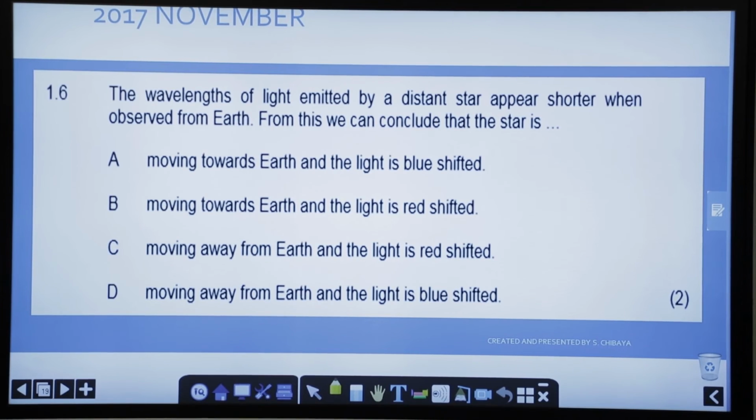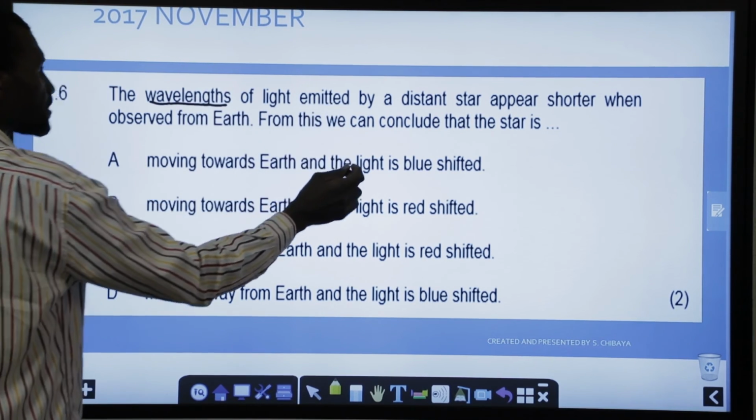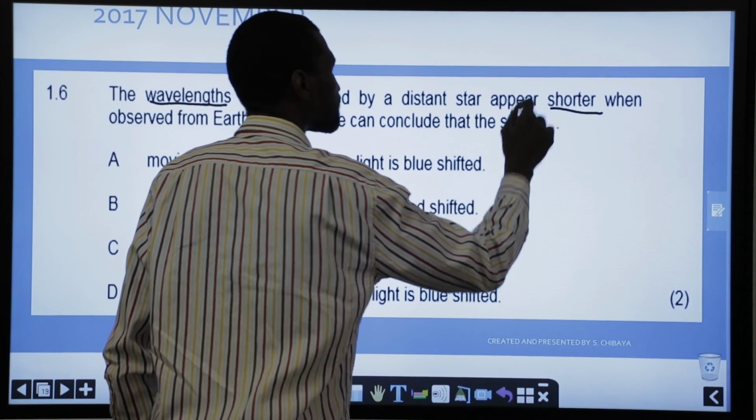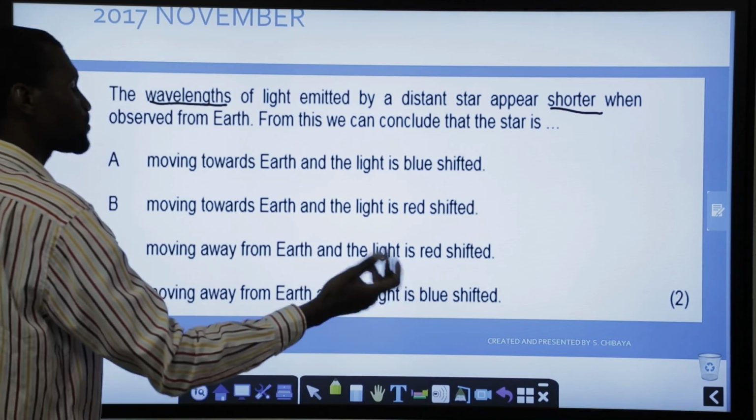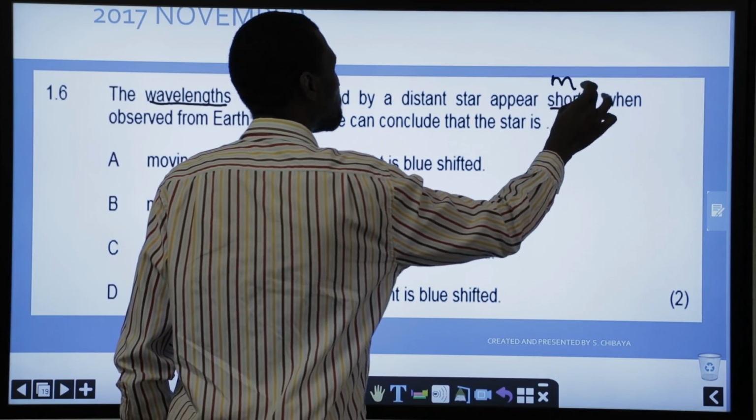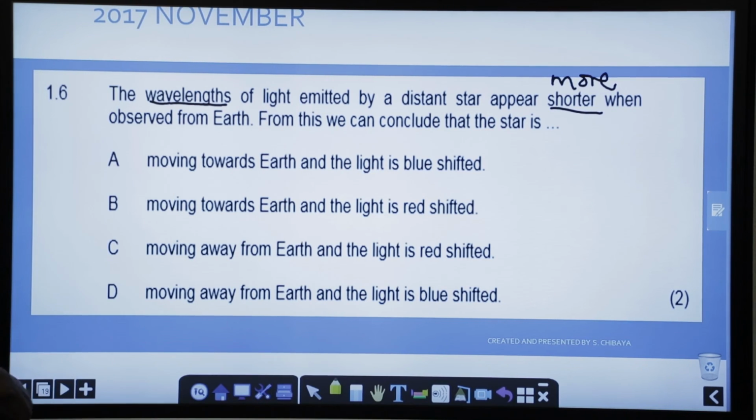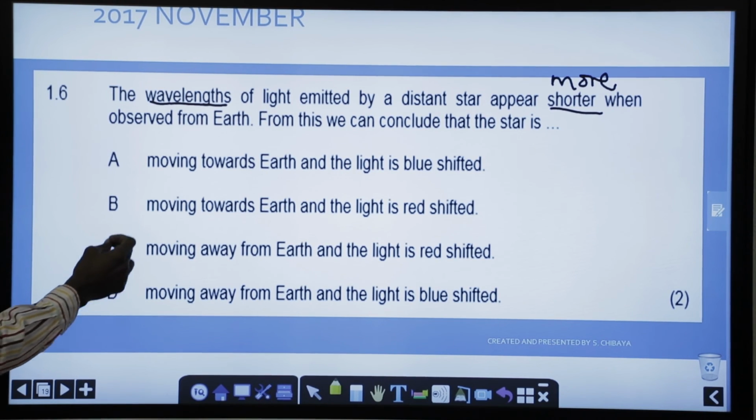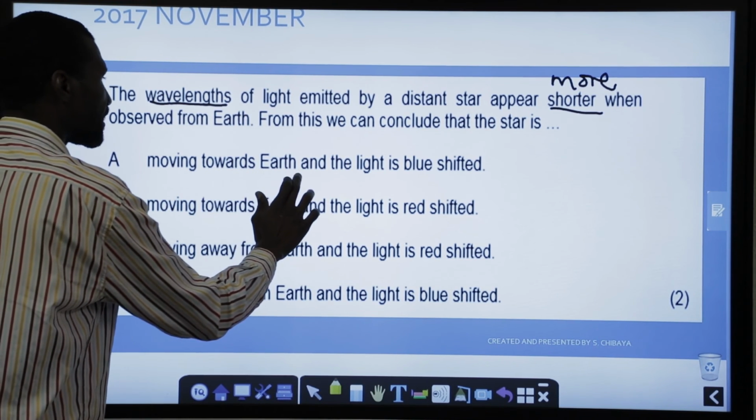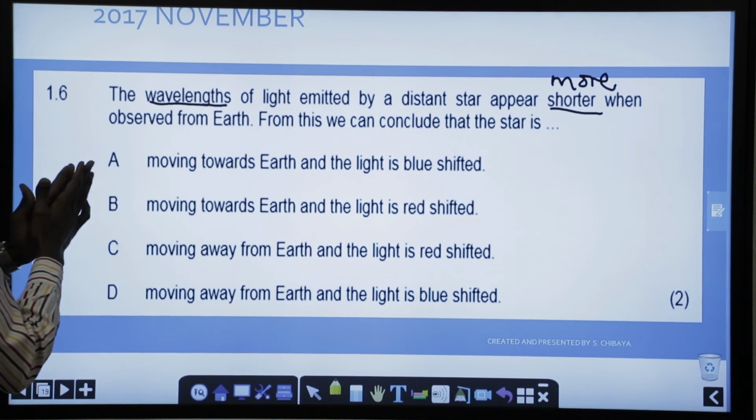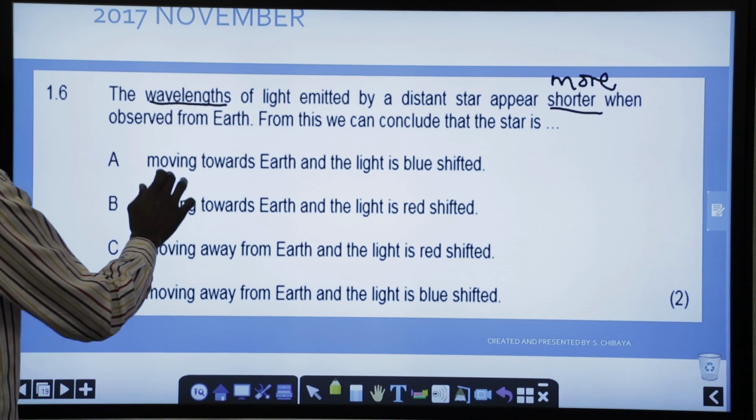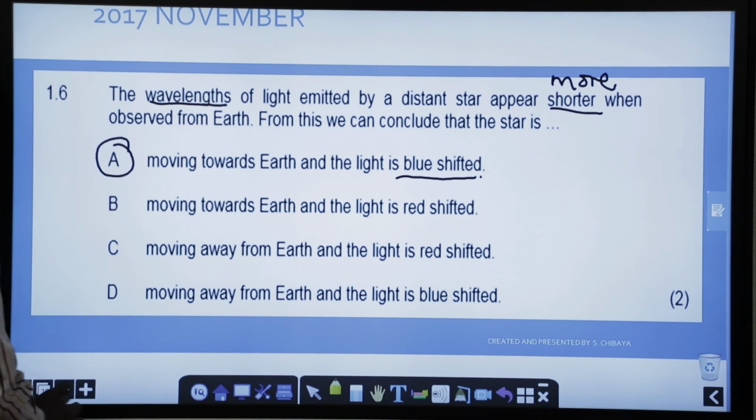The wavelength of light emitted by a distant star appears shorter when observed from Earth. From this, we can conclude that the star is... So we know that if the wavelength appears shorter, the frequency will be, think about it, will it be more or less? It will be more. If it is more, what does that tell us? It tells us that the star is moving towards the Earth, because the frequency is greater. And which one shows us a higher frequency? It is the blue shift. That's correct for this one.